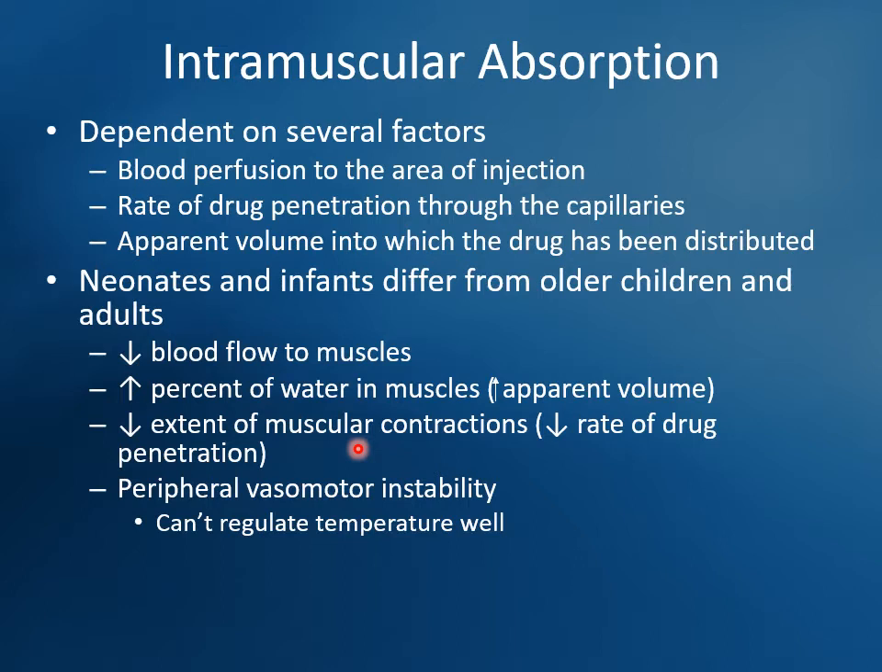Another big thing you have to watch out for is they have a lot of peripheral vasomotor instability. Especially the more immature they are, they tend to have a hard time regulating their body temperature very well, and so you can see some erratic absorption there. That's why you have to put them under heat lamps and things like that to try to keep them warm.